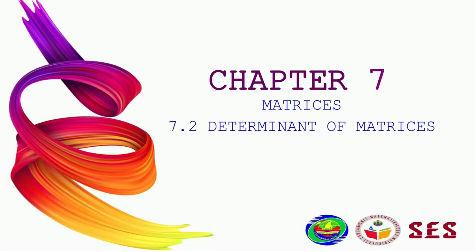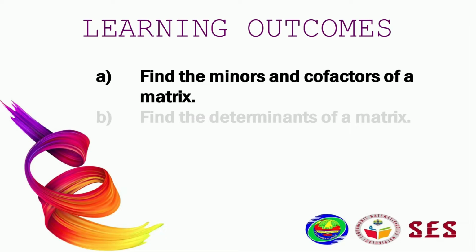So today we proceed with chapter 7 matrices, subtopic 7.2 determinant of matrices. At the end of the lesson, you should be able to find minors and cofactors of a matrix.